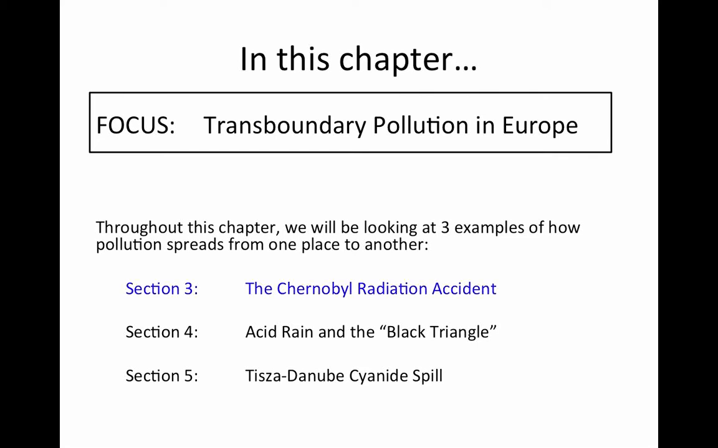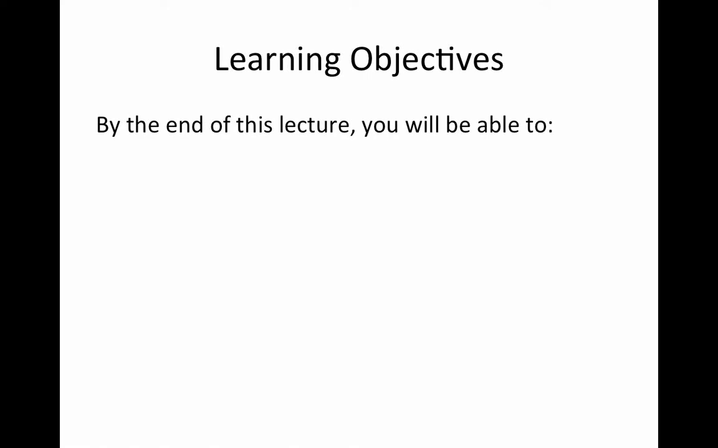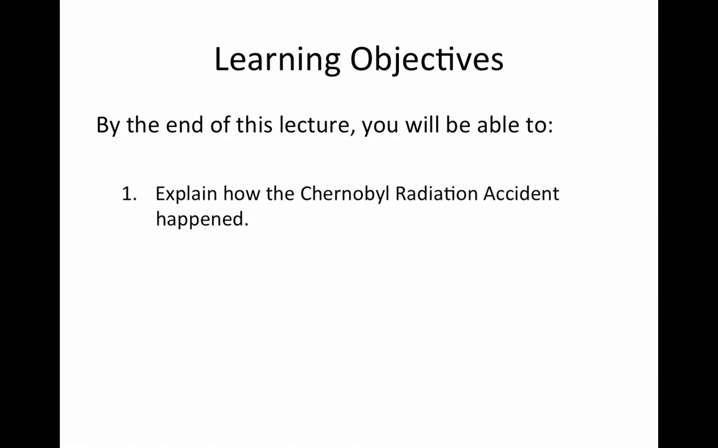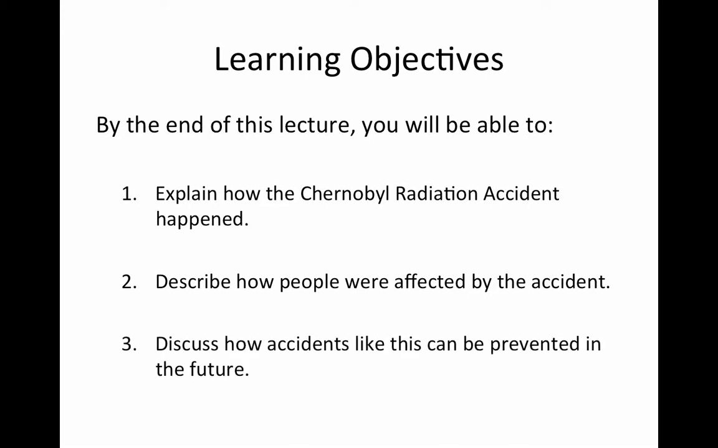Today, we're focusing on Section 3, the Chernobyl radiation accident. Your learning objectives for this lecture are as follows. By the end of this lecture, you will be able to explain how the Chernobyl radiation accident happened, describe how people were affected by the accident, and discuss how accidents like this can be prevented in the future.